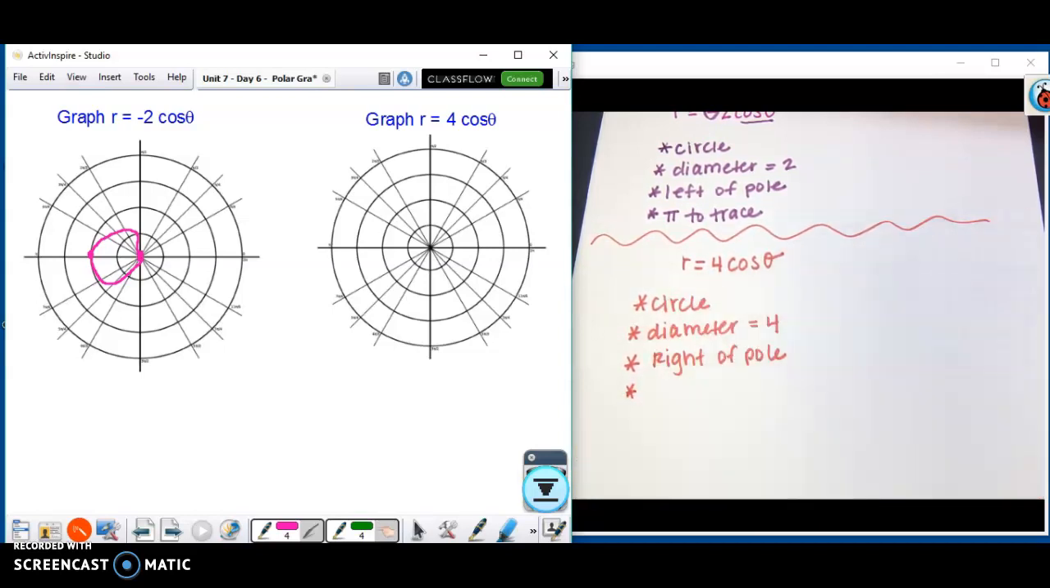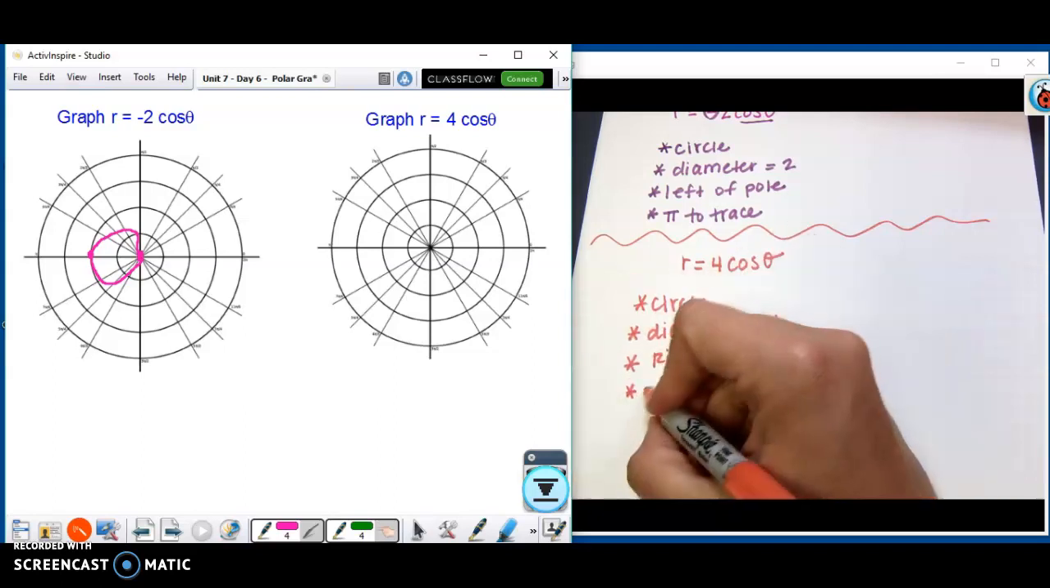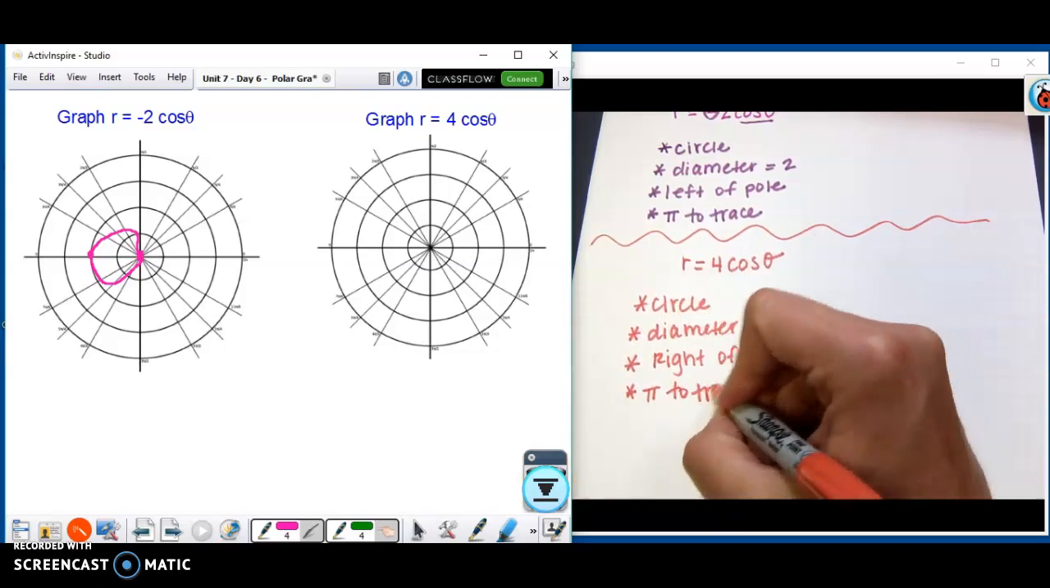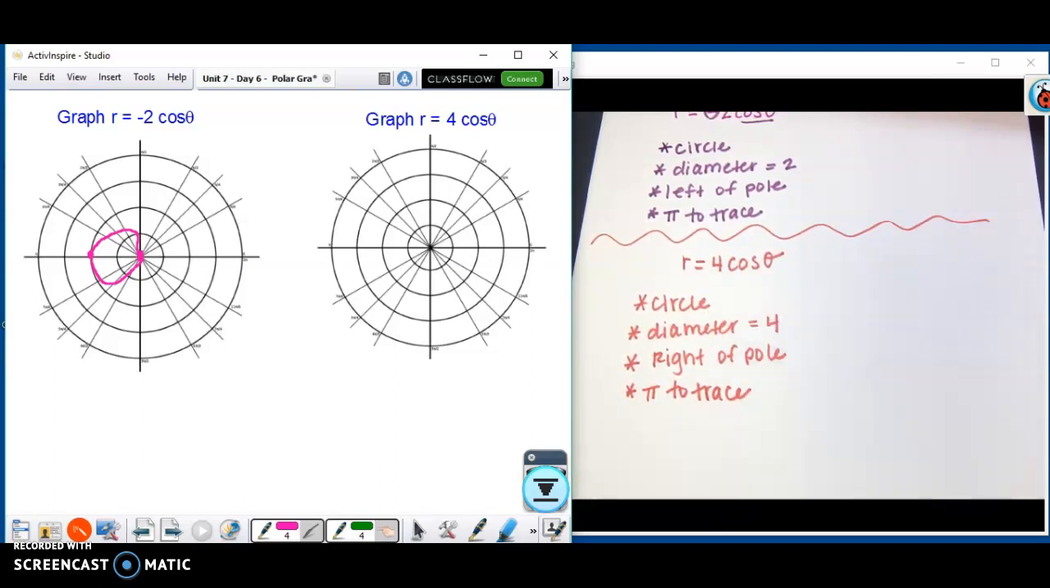And because this circle is not centered at the pole, it's going to be on one side or the other. It's only going to take half of the circle to trace, so it's only going to take pi to trace. Alright, so let's see if we can sketch this. So we're going to have one point always at the pole for this.